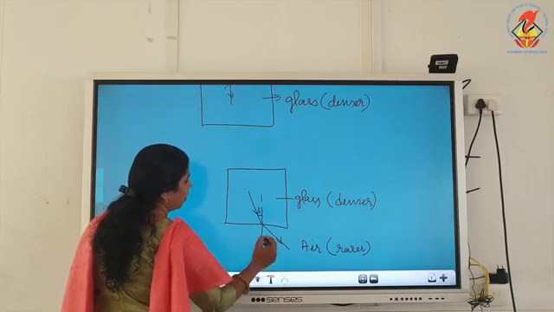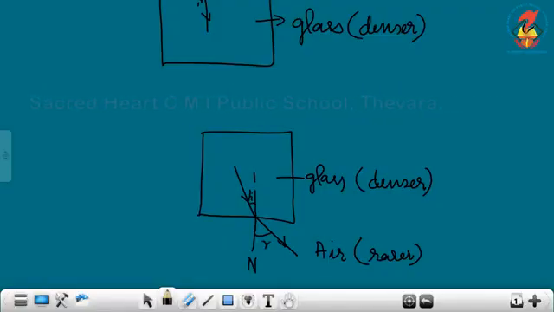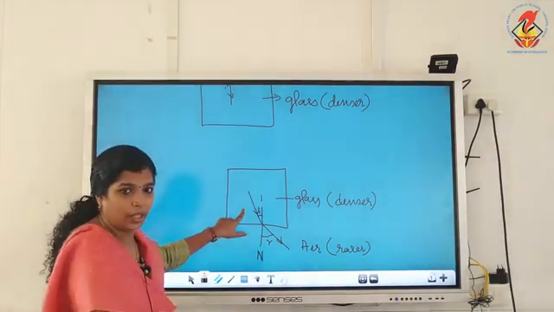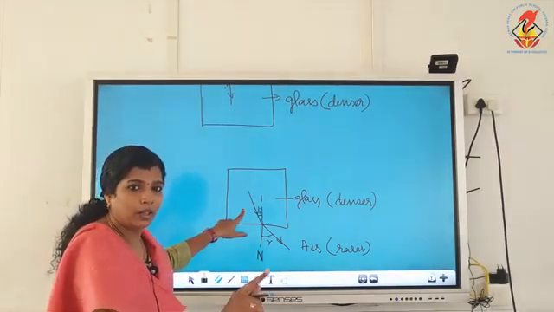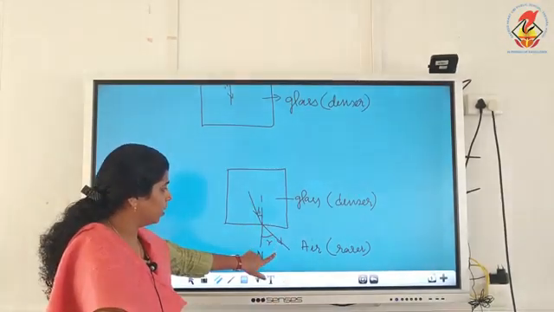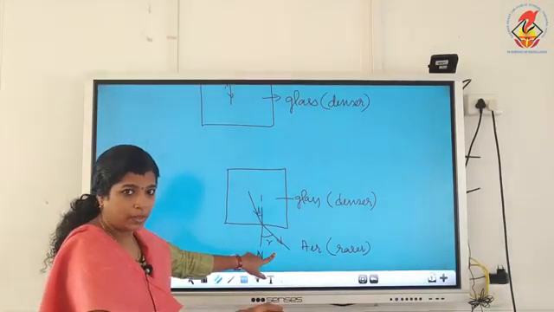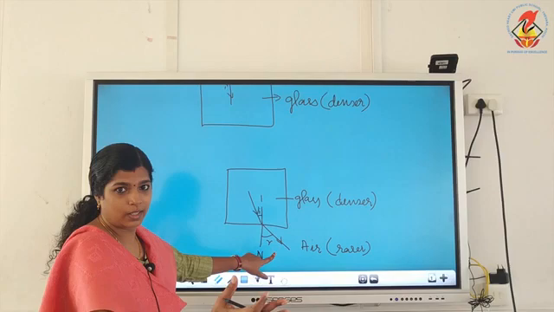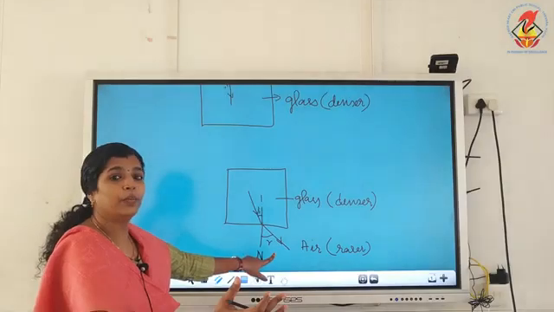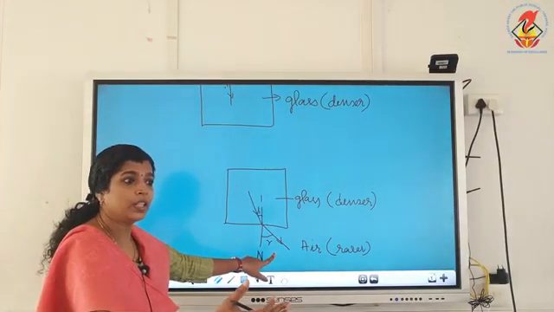This one is the normal. This is the angle of refraction. So, what is the reason for that bending? Why is it moving away from the normal? The reason is that in glass, a denser medium, the speed of the light will be less. When it travels to air, a rarer medium, the speed of the light will increase and it will bend away from the normal.